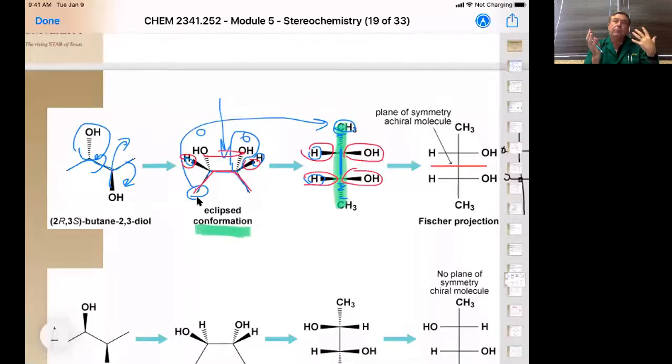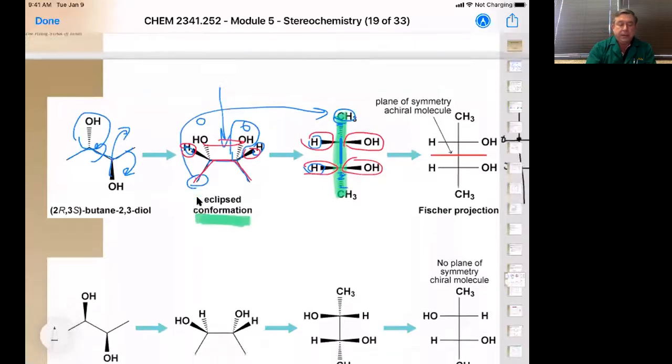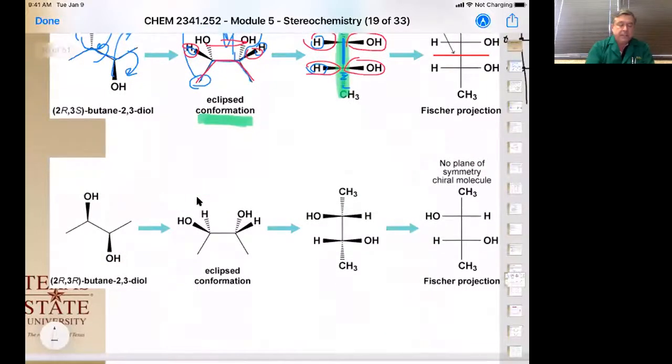Okay, so does that mean everything we translate into this is going to have some kind of mirror plane? Well, probably not. So let's do the other isomer. This was the RS isomer. Let's do the RR isomer. That would be one of the other isomers. Notice it wouldn't be an enantiomer because only one of them is changing. That means we have one of each of the diastereomers. So these are diastereomers of each other, but they are not enantiomers. Okay, so let's do that translation again.